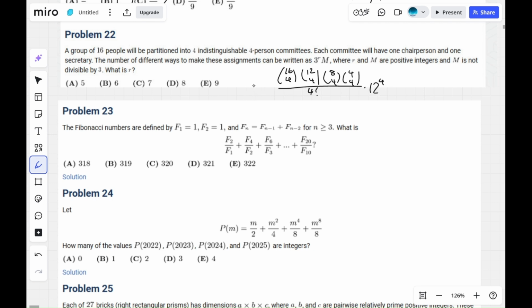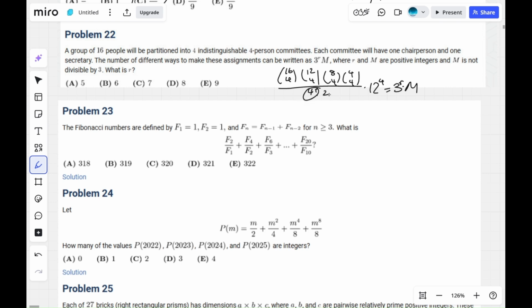And this will be written as 3 to the r times m. So we can find out how many factors of 3 there are. And basically we see that there are, so we can write this all out.